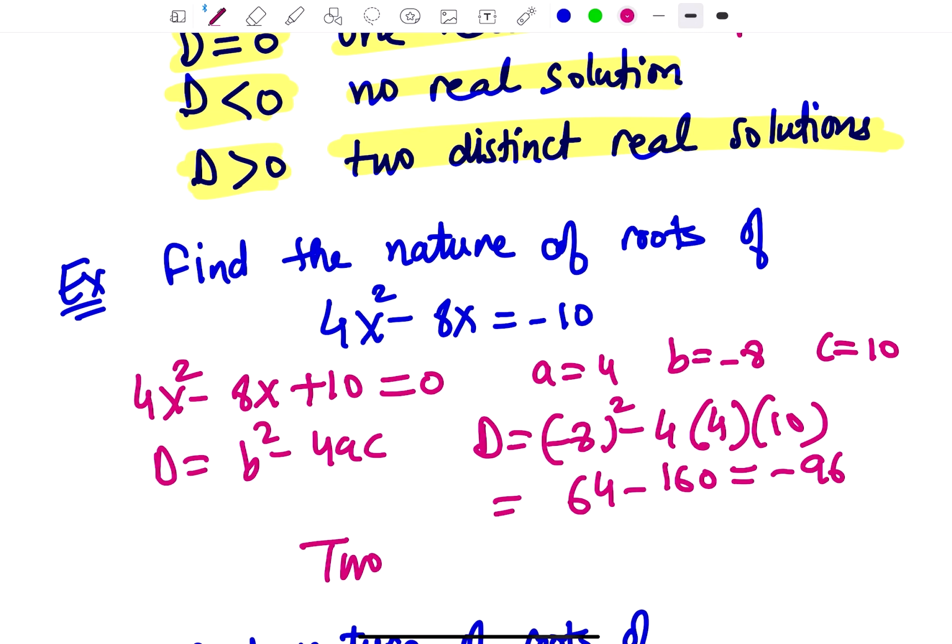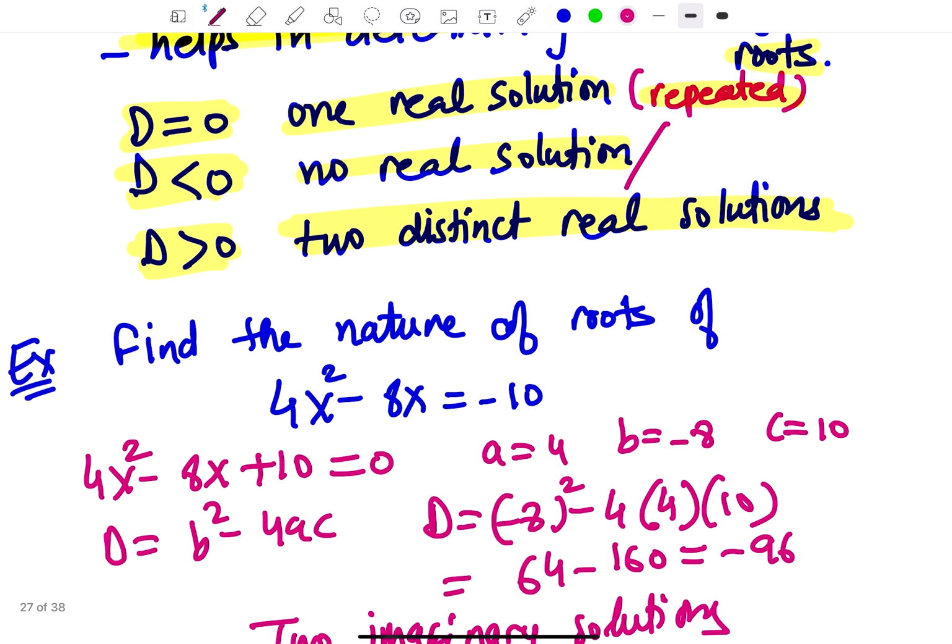So we can see there are two imaginary solutions in this case. No real solution also means there are two imaginary solutions. And that also means there are going to be no x-intercepts.